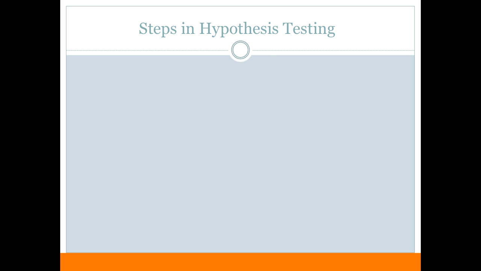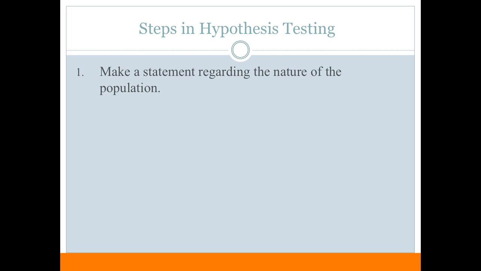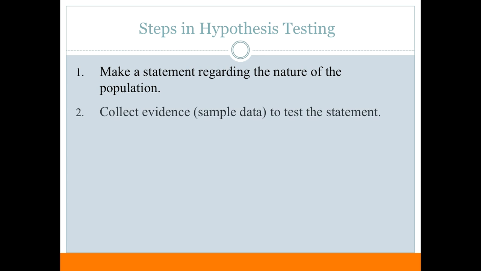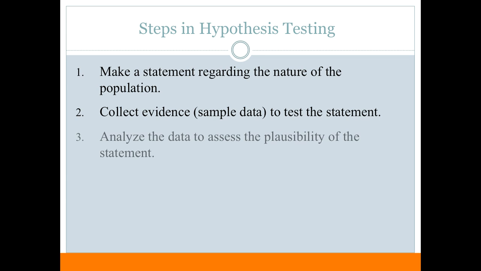So the steps in hypothesis testing include the following three things. The very first thing we need to do is make a statement regarding the nature of the population. And then we need to go ahead and collect evidence, which is going to be our sample data, in order to test that statement. So we create our hypothesis, we collect data, and then the third thing that we do is we analyze that data to assess the plausibility of the statement. So we decide if we should reject or fail to reject our null hypothesis given our sample data.